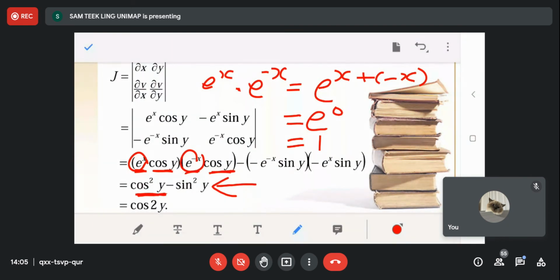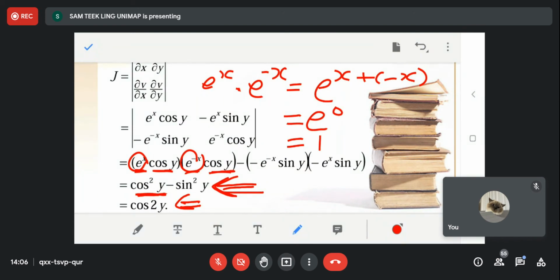Because if you want to change this one to cos 2y, you need to use trigonometry. You need a formula to change it for cos and sine. So if you want to stop here, it's okay also. For cos 2y, you need the trigonometry identity to solve. You need the property for your cosine. They have a formula.